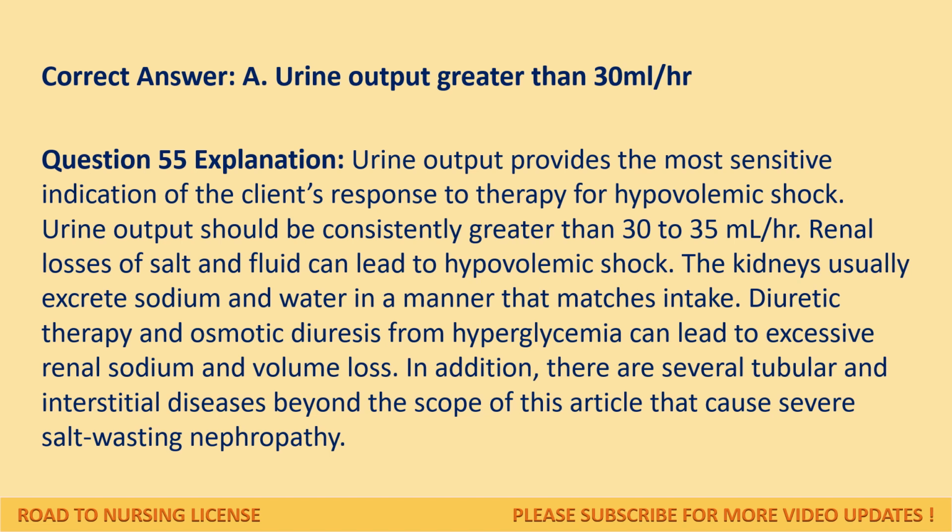Question 55. Explanation. Urine output provides the most sensitive indication of the client's response to therapy for hypovolemic shock. Urine output should be consistently greater than 30 to 35 milliliters per hour. Renal losses of salt and fluid can lead to hypovolemic shock. The kidneys usually excrete sodium and water in a manner that matches intake. Diuretic therapy and osmotic diuresis from hyperglycemia can lead to excessive renal sodium and volume loss. In addition, there are several tubular and interstitial diseases beyond the scope of this article that cause severe salt-wasting nephropathy.